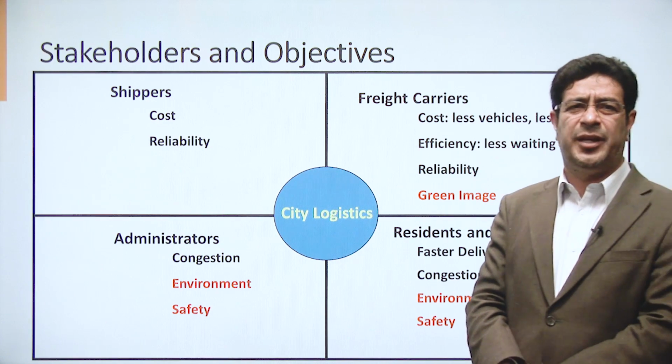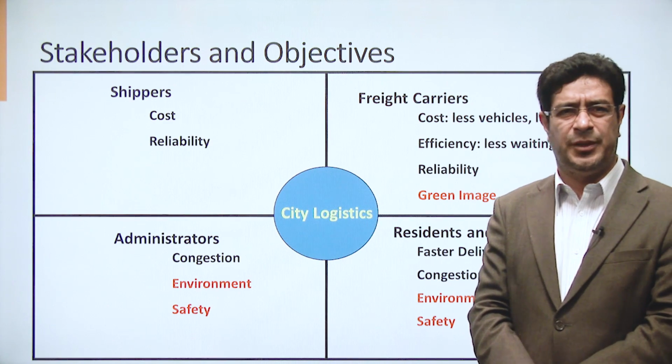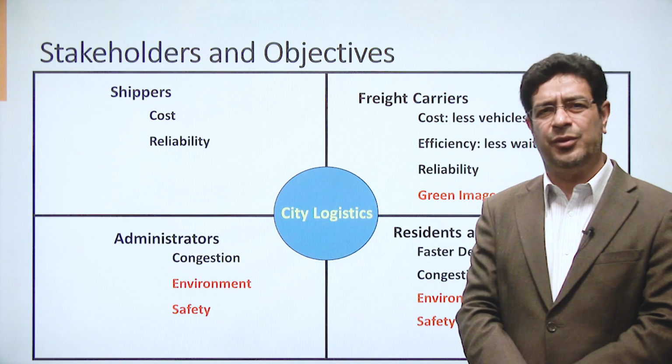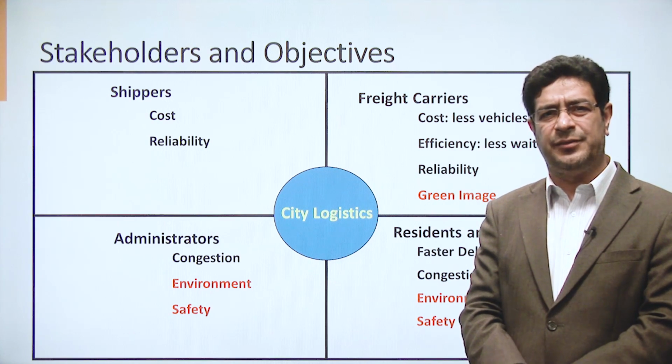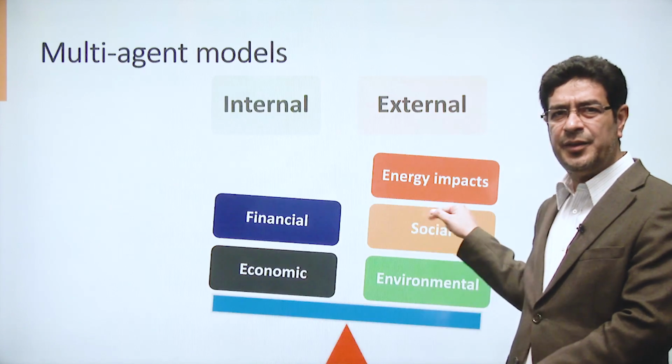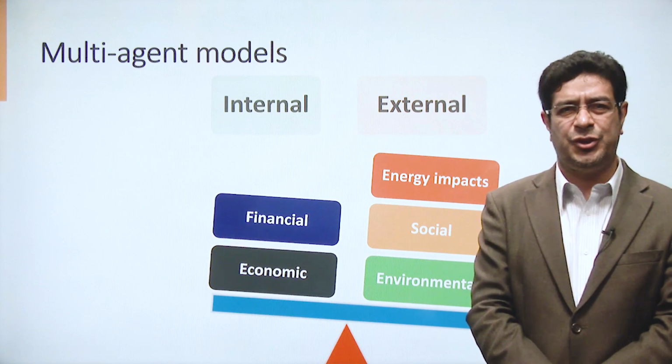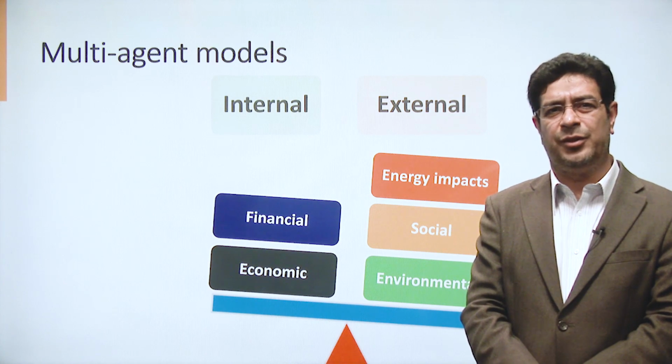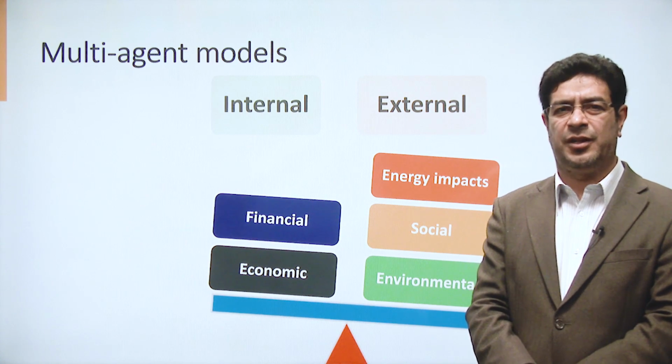Even with the advanced VRP models, it is not always feasible to understand how different stakeholders with their diverse objectives would react to a city logistics measure. Therefore, for a simultaneous evaluation considering multiple stakeholders, multi-agent simulations are often used.